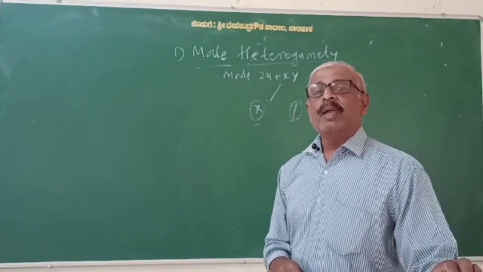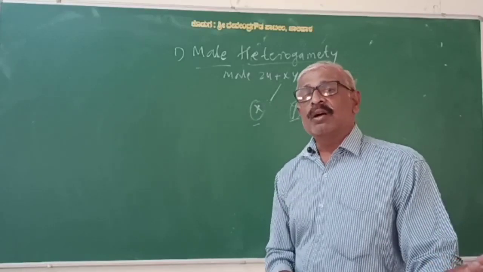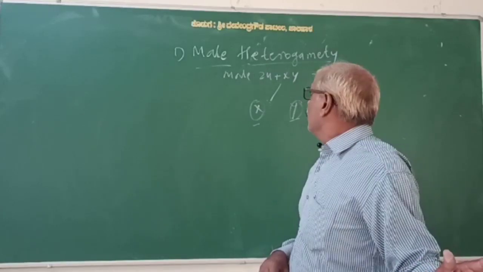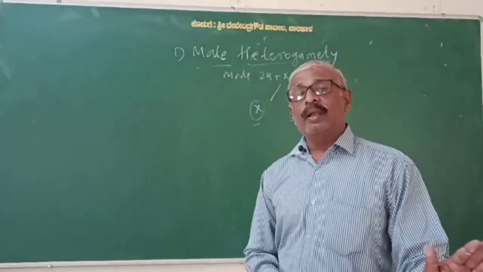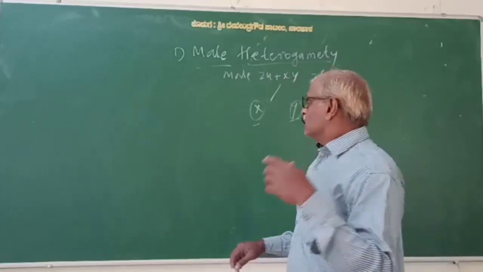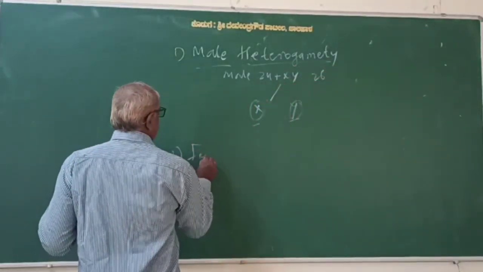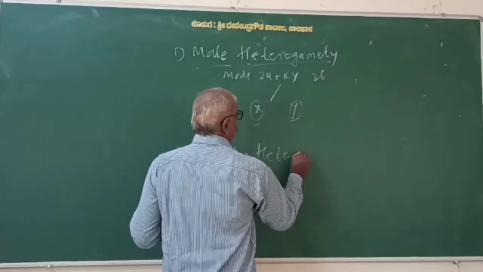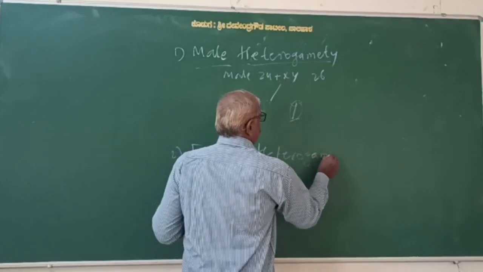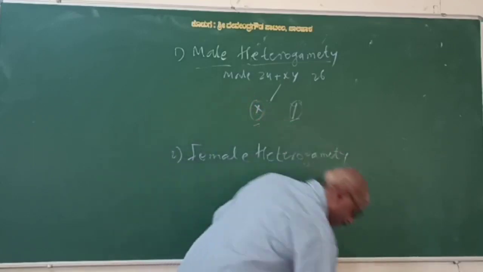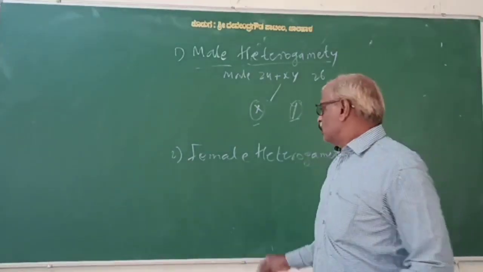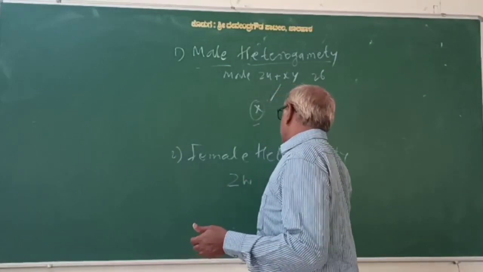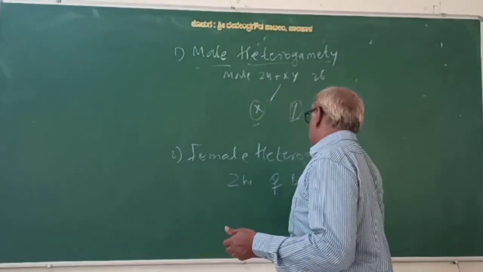So that means here the male produces two different kinds of gametes. Hence it is known as male heterogamity. Same thing, there is one more, called female heterogamity. What is female heterogamity? Here in female heterogamity, the example we have already seen is ZW. Here it is the female, in birds. Birds are ZW.